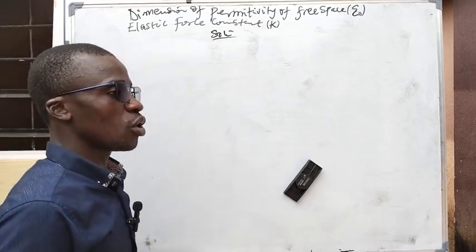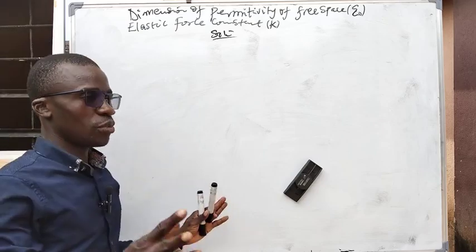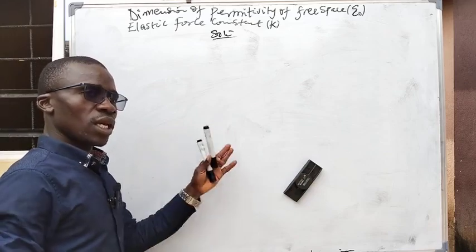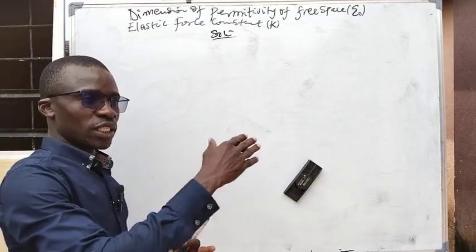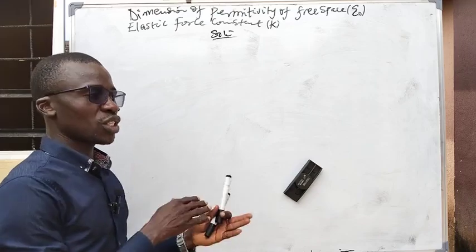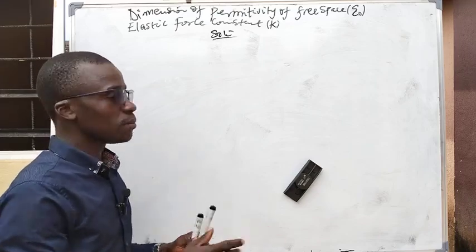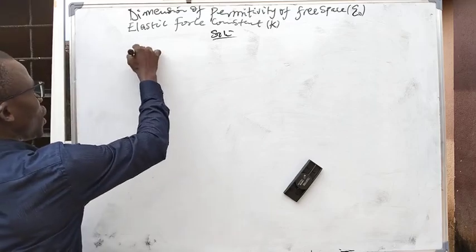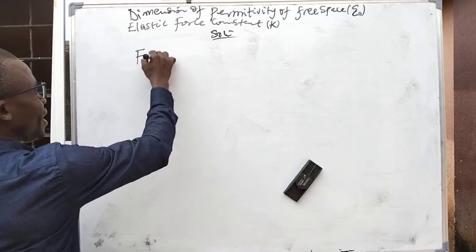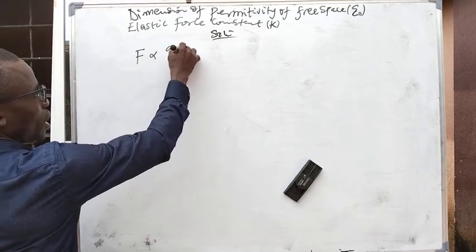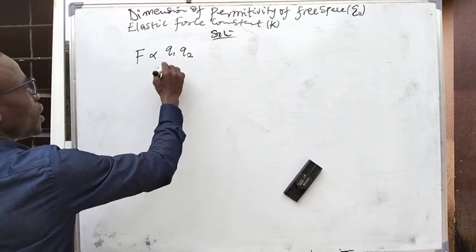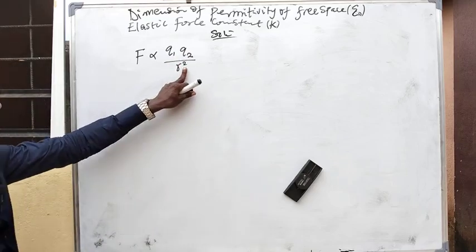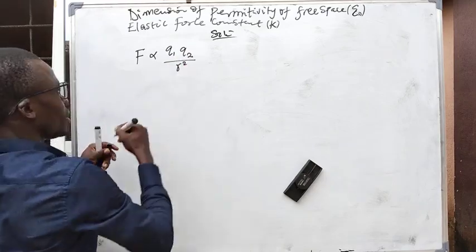Now, we know that Coulomb's law states that the force of attraction between two bodies of charges, let's say Q1 and Q2, is directly proportional to the product of the charges and inversely proportional to the square of the distance between them. That's to say that force is directly proportional to Q1, Q2, okay? Then inversely proportional to the square of their distances. This R here is the distance.